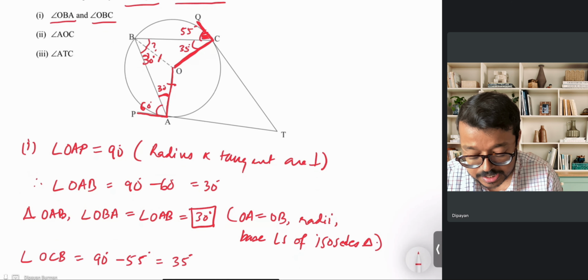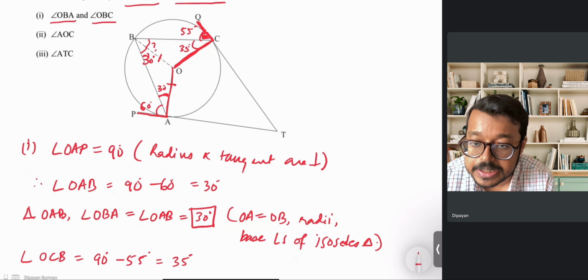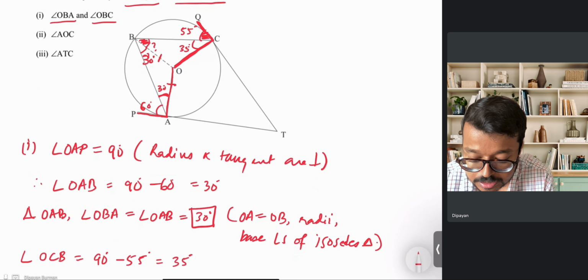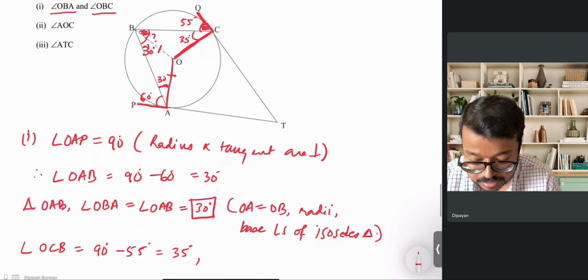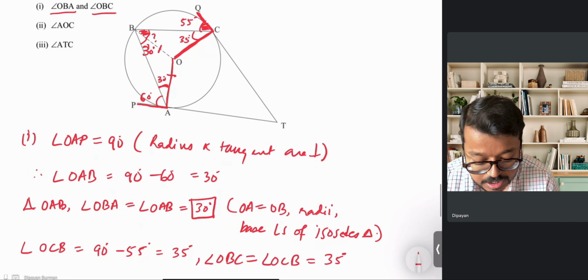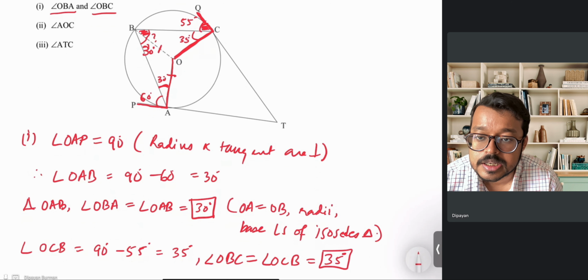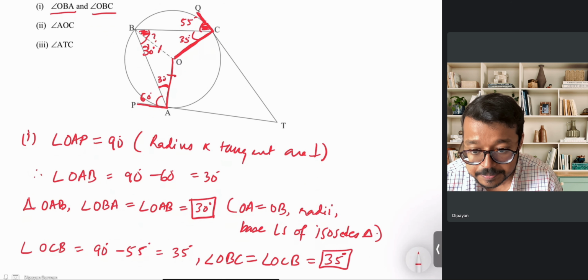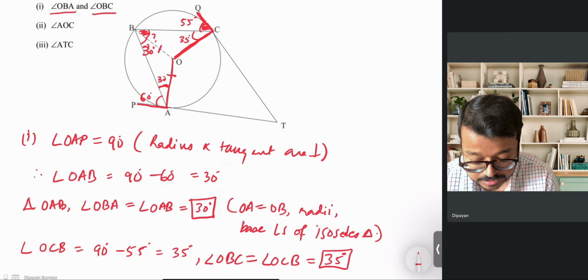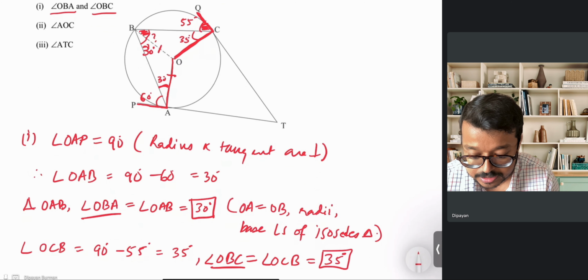Then I have again the same reasoning. BOC triangle will be isosceles, so base angles will be equal. So therefore angle OBC is same as angle OCB, which is same as 35 degree. I don't have to write all the reasoning again because the reasoning is exactly the same as what was explained to find the previous angle. So I have found out these two angles, OBA and OBC, 30 and 35.